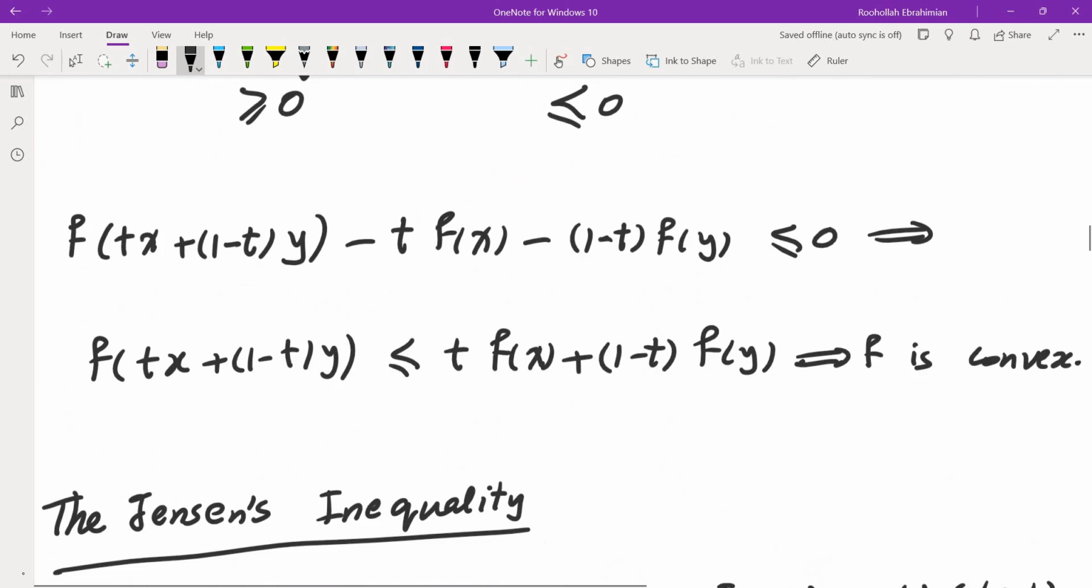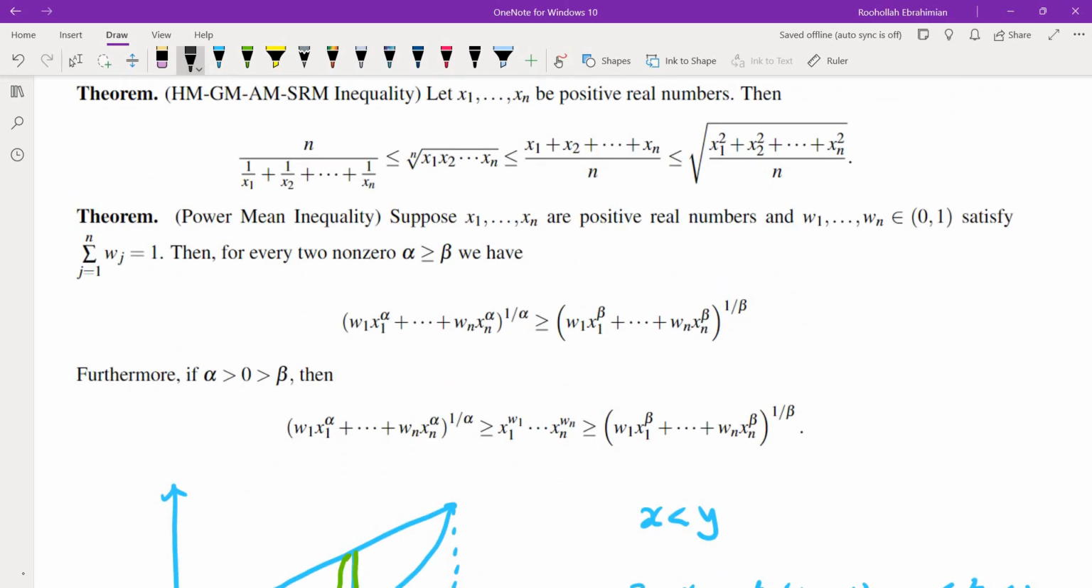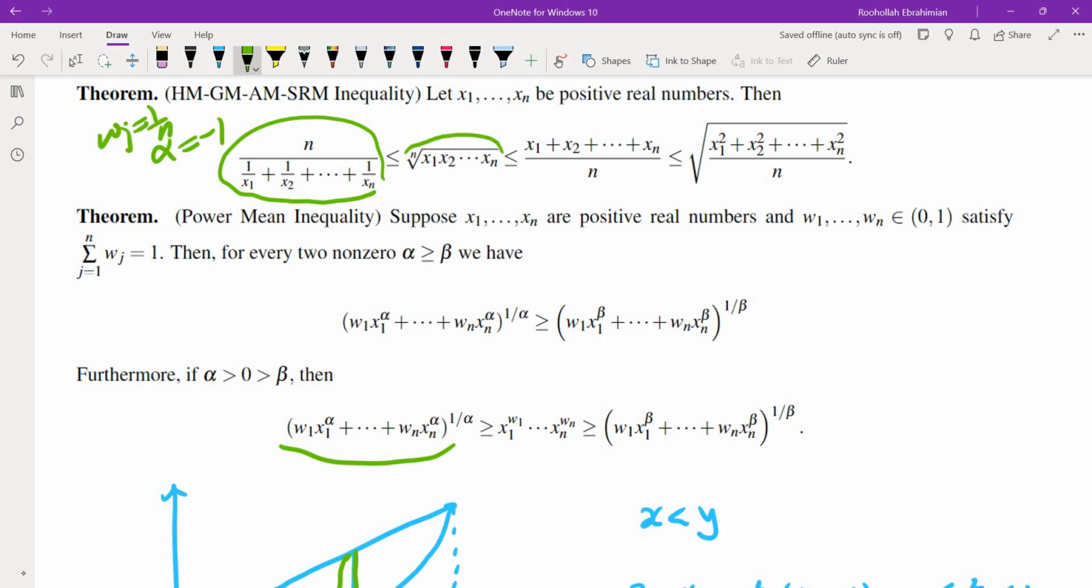So if we go back and look at what we had at the beginning, you can get the harmonic mean by substituting alpha equals -1. So if you substitute alpha equals -1, you get the harmonic mean here. Substitute alpha equals -1 and wj equal to 1 over n, you get to that. So this is alpha equals -1, wj equals 1 over n. This one is alpha equals 0 basically. This one is alpha equals 1 and the same wj's, and this one is alpha equals 2.